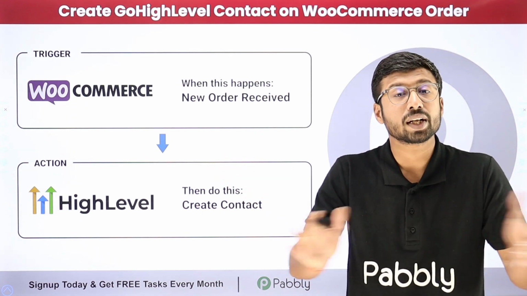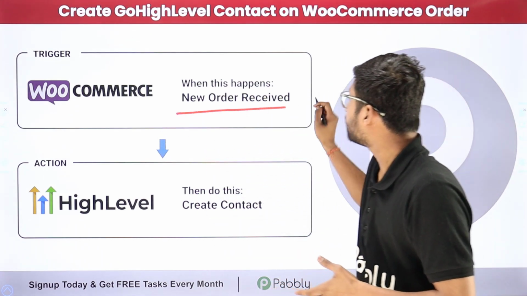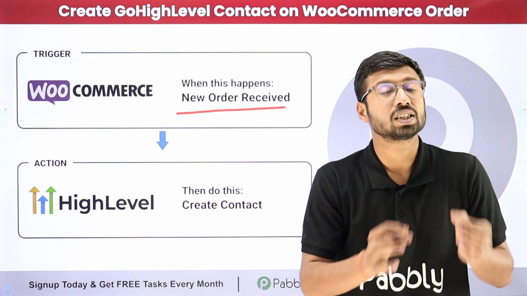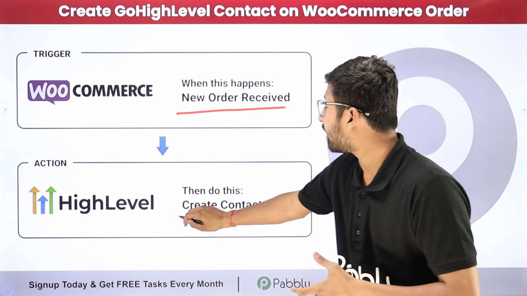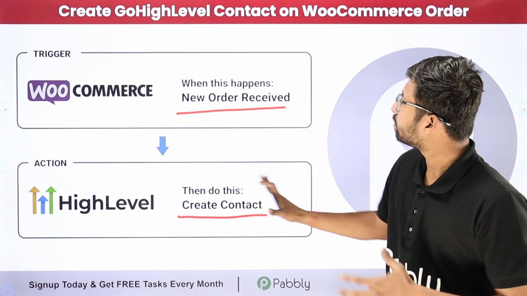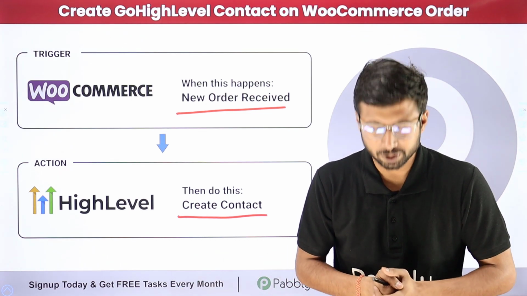So let me tell you, you can completely automate this process. In this automation, as a new order is received on your WooCommerce store, instantly with the same order details, the customer who placed the order will be added as a contact in GoHighLevel. Now, if you want to learn how you can set up this complete automation all by yourself, for that, you just have to come with me to my screen.